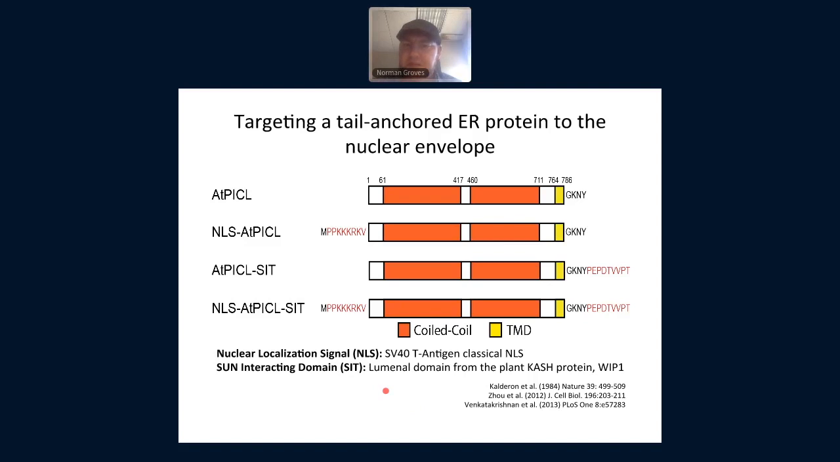So to first test this, we used an ER tail-anchored membrane protein that we've worked on previously in the lab, Pickle. And so Pickle has two coiled coil domains, a C-terminal transmembrane domain, and a conserved GKNY tail. And to this protein, we affixed the SV40 T antigen NLS to the N-terminus. As a control for localization to the outer nuclear membrane, we fused the KASH tail from the plant KASH protein WIP1. And then we also created a variety of Pickle, which both contained the nuclear localization signal and the KASH tail.